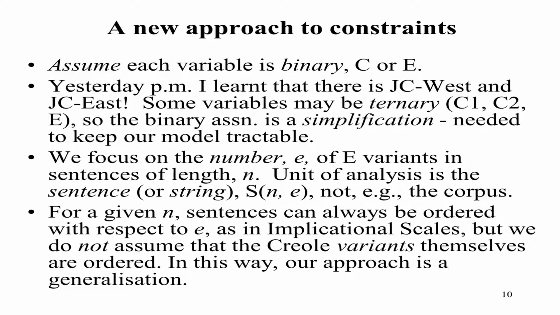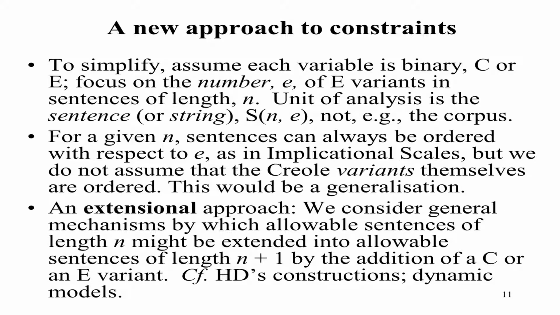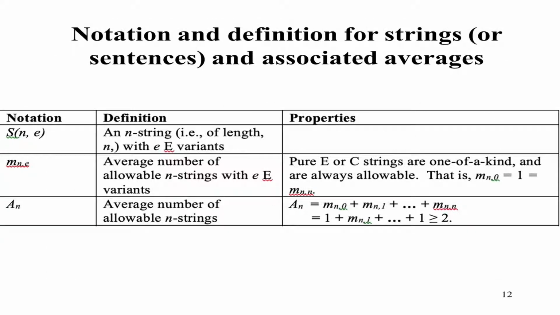So, notation: S for sentence or string, length N, and in any string, E is the number of English variants. M sub N,E is going to be the average number of strings of length N with E English variants. And then if you want the average number of N strings, you just add up all of the M sub N,E for E going from 0 to N. So that's just some notation.